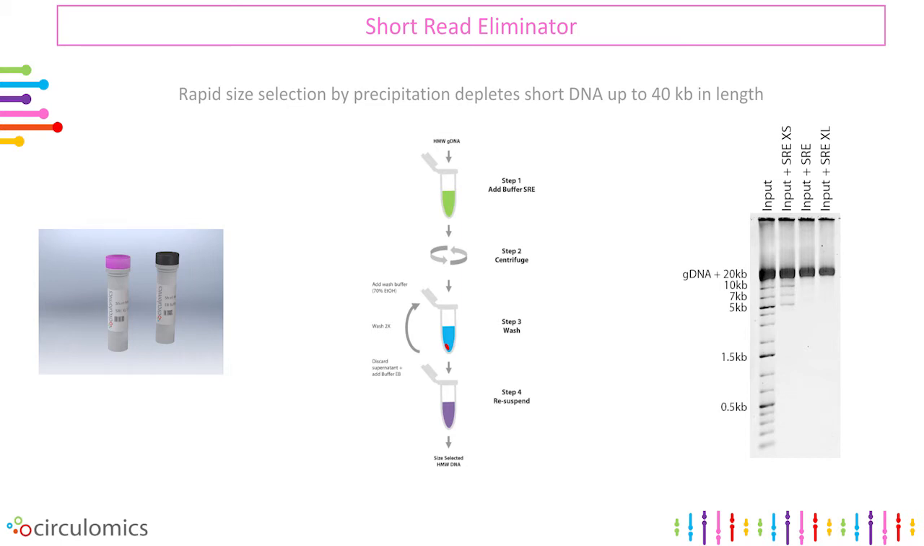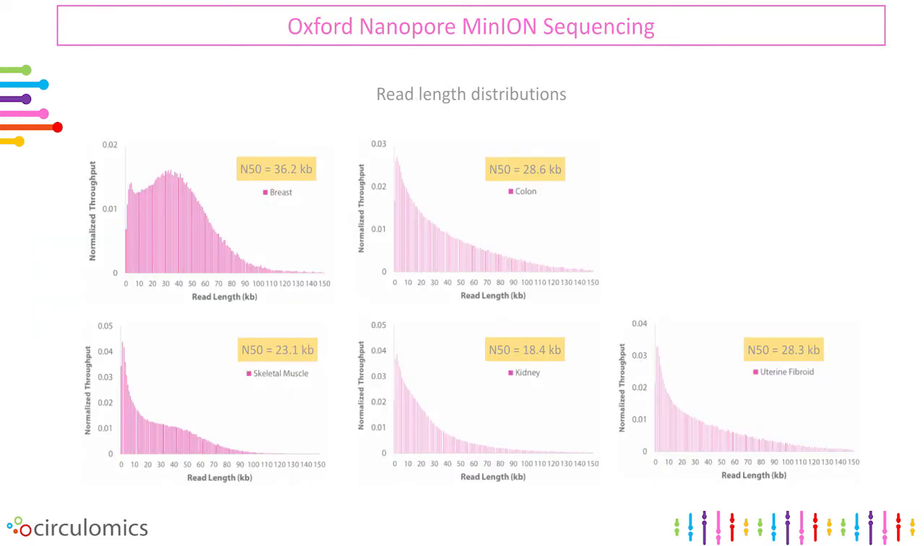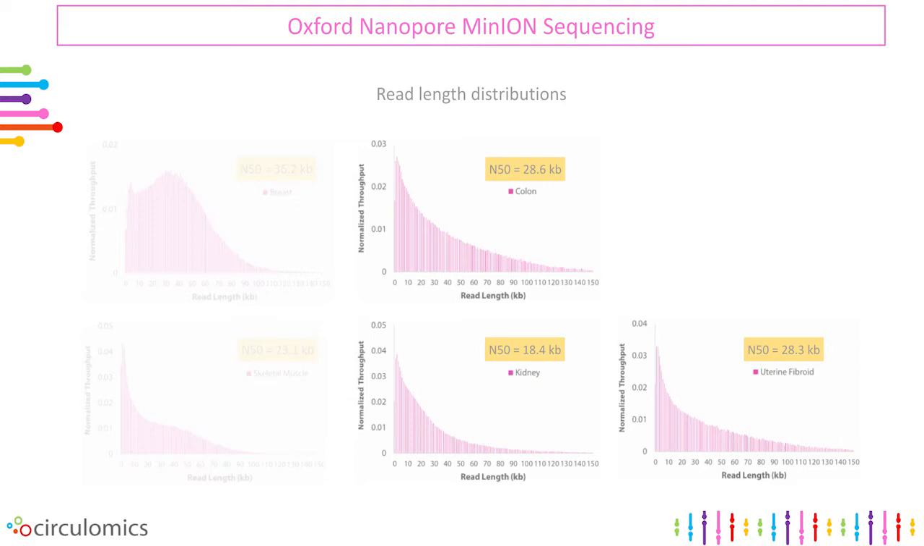The gel image on the right demonstrates the effect of the 3 versions of SRE that we offer, each with increasing molecular weight cutoffs. The utility of treatment with SRE is best illustrated by histograms of the read length distributions from the sequencing runs. Without SRE, the read length N50s were 36.2 kb for breast, 23.1 for skeletal muscle, 28.6 for colon, 18.4 for kidney, and 28.3 for uterine fibroid.